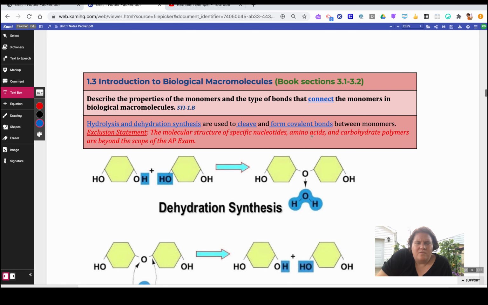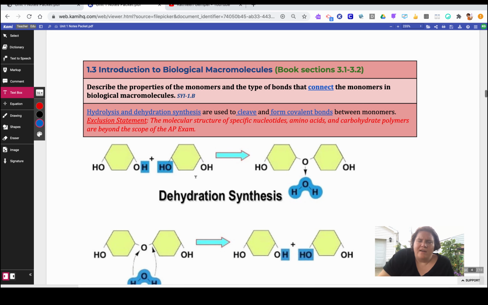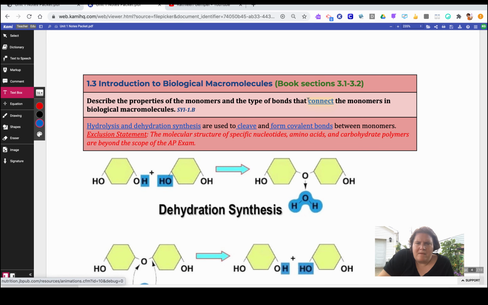Okay, so now here we're on section 1.3, which is actually book section 3.1 and 3.2. And this is going to cover how the different bonds are formed to make the macromolecules. And I think I'm going to show a few animations first. This should actually all be review for you. But I'm going to show a few animations and then I'll go through the diagrams here.